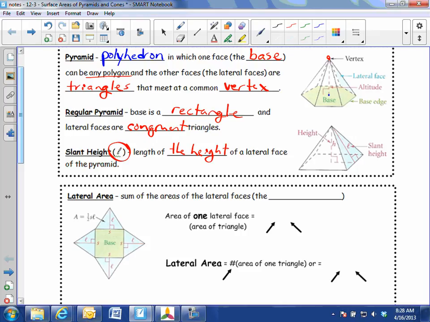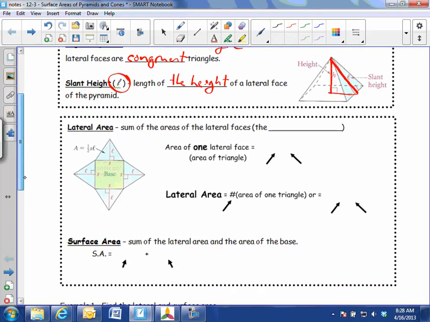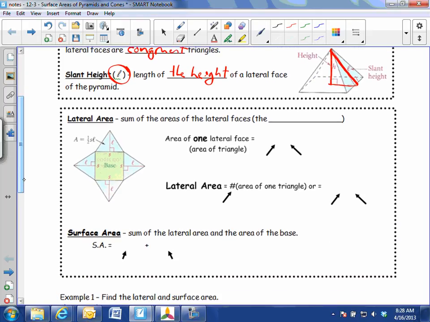Okay, notice that if I take the altitude, the actual height of the pyramid that goes from the top corner to the bottom, and I have the slant height, and then I connect them, I have a right triangle. Okay? Usually you're going to have to use the Pythagorean theorem because either they're going to give you the slant height and you need to find the height, or they're going to give you the height and you need to find the slant height. Usually either one or the other. Can you round when you do it? Probably. Yeah, depends on what the directions say.